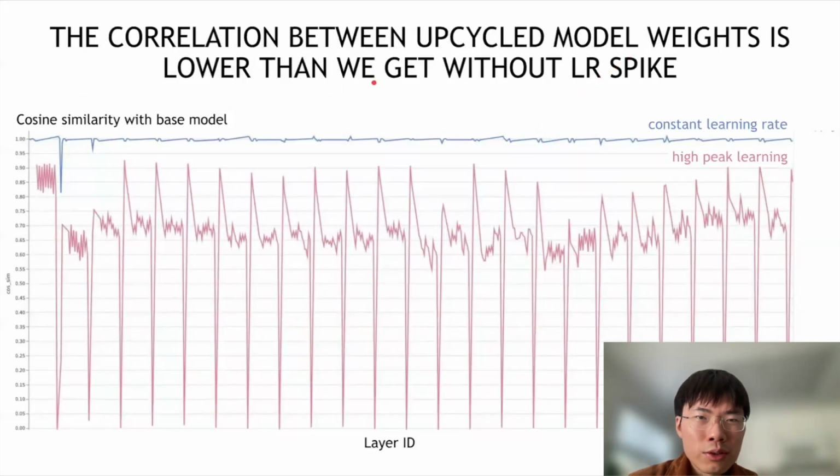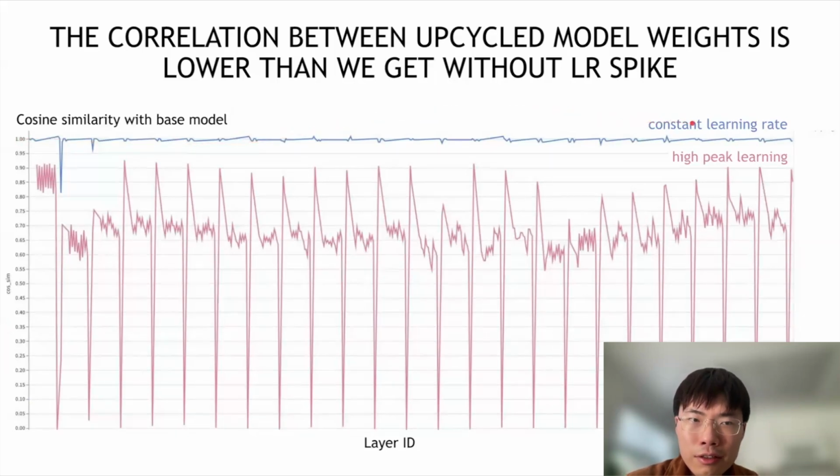Nice. So we did some interesting analysis of the weight similarity here. The similarity is simply the cosine similarity between the original weights and the upcycled model. This includes all of the layers: attention, expert, layer norm, everything. The cosine similarity is between 0 and 1.